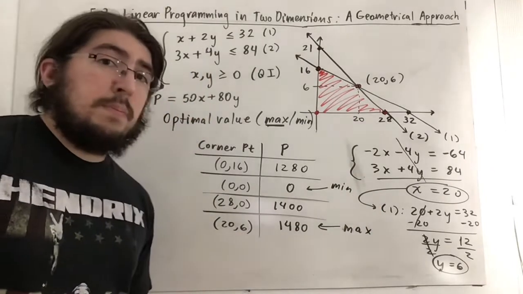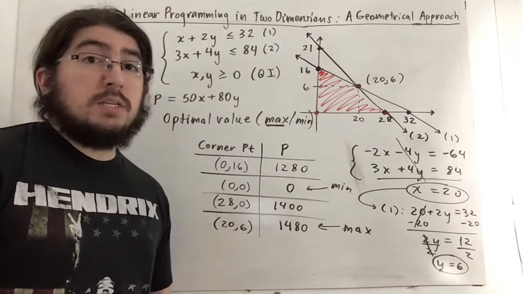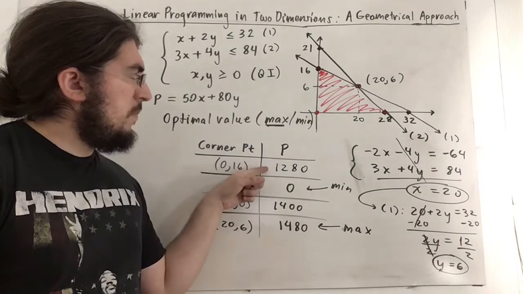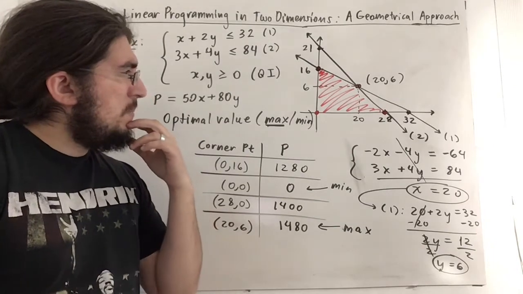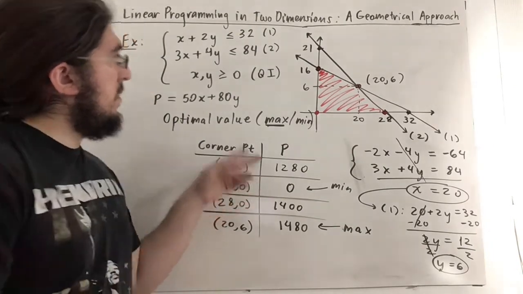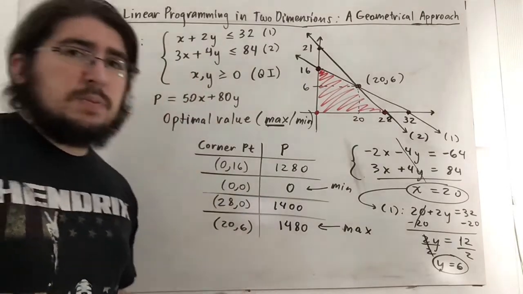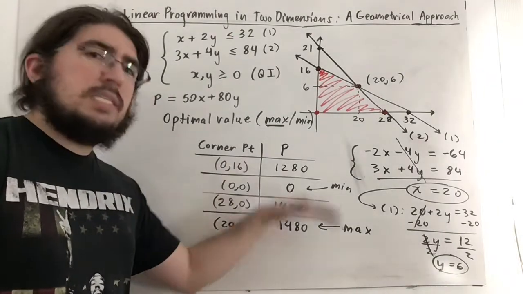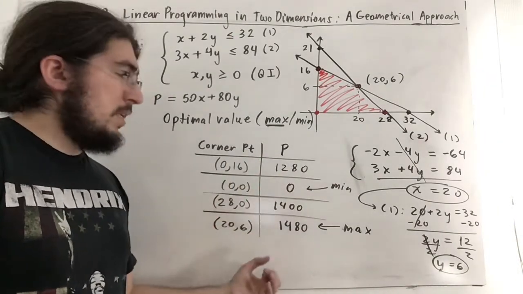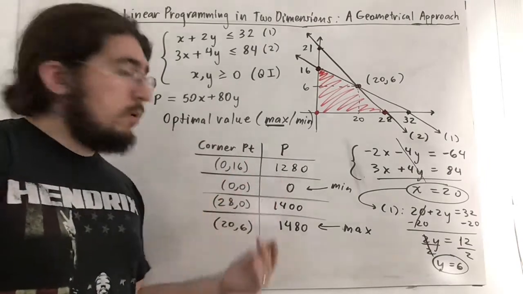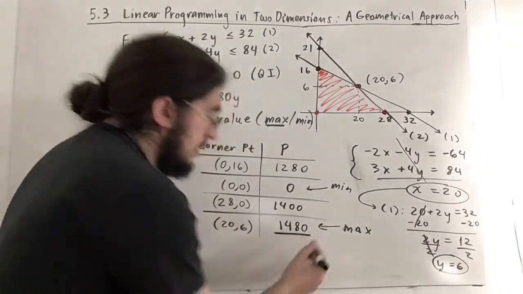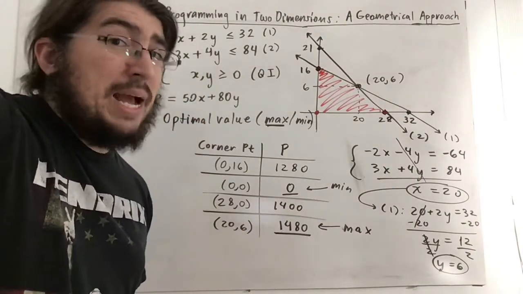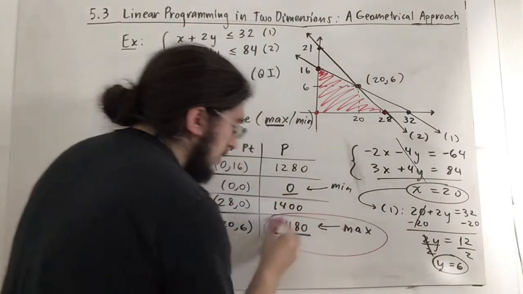If you wanted a minimum profit, don't make any. If you want a minimum non-zero profit, then I don't know if it would necessarily be 1280. Just thinking about it, if you sold one standard and zero expedition, then you make $50 and that's it. But yes, this is how you find the optimal values, the max and mins. You just see which corner point corresponds to the largest one, that's your max, and which one corresponds to your smallest one, that's the min. But this question was asking to maximize profit, so our answer is this.